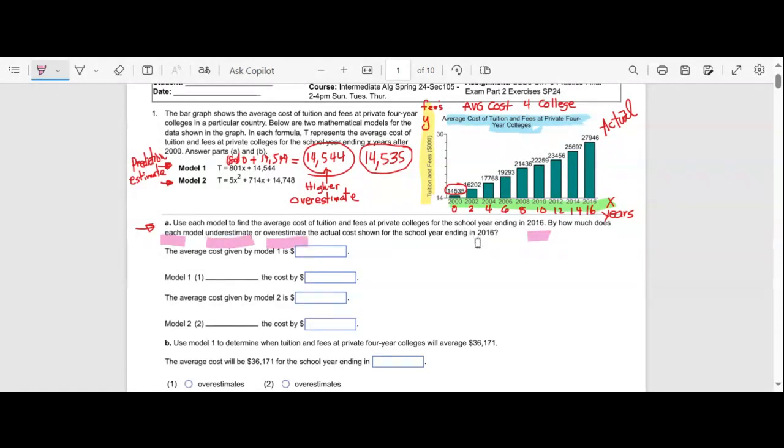Very good. For 2016, what number am I going to use? Who can tell me? 16. You cannot put 2016 because the number will be very large, so use 16. Is this clear? Good. So we're going to use 16 in both equations, in model 1 and model 2. The first one here is model 1, and here is model 2.